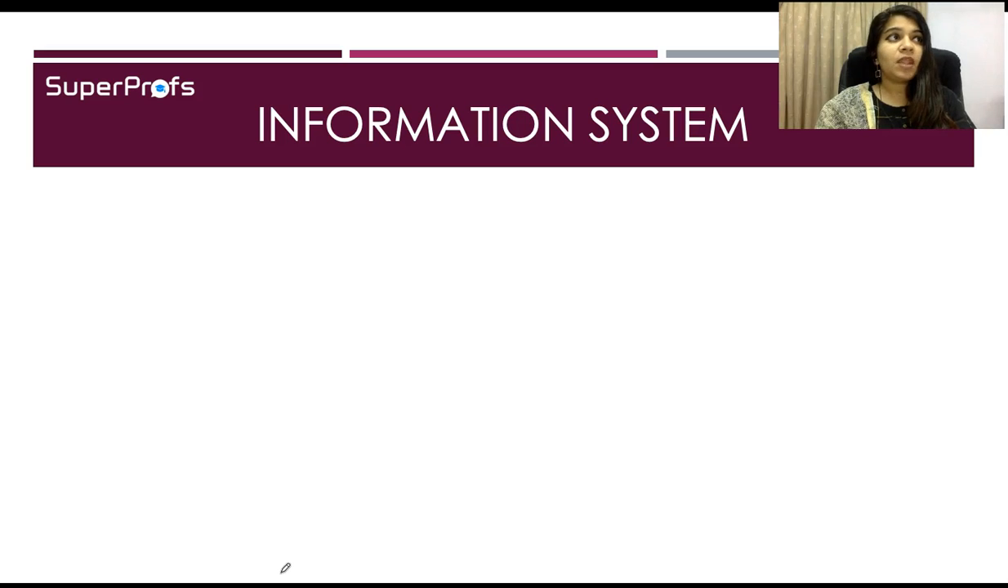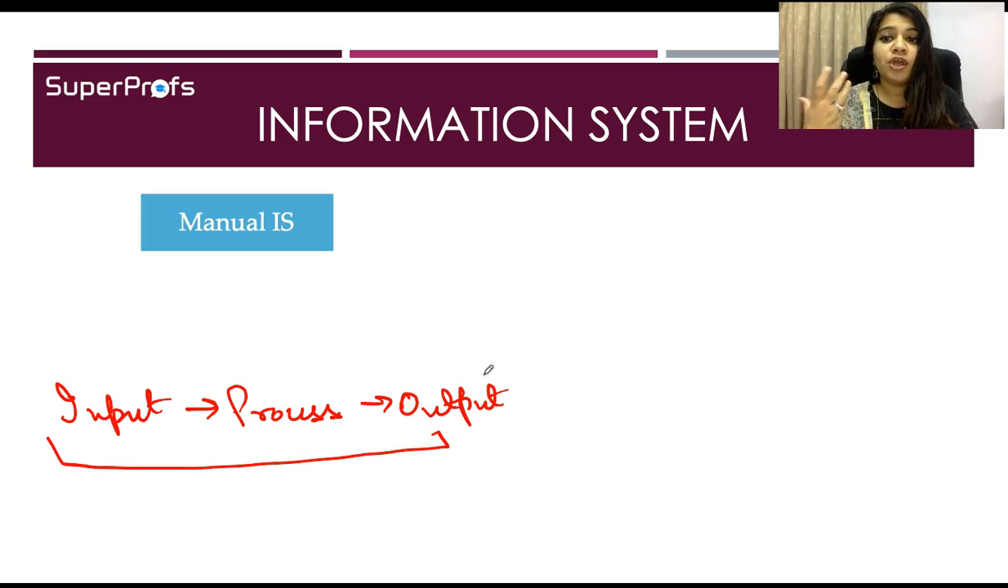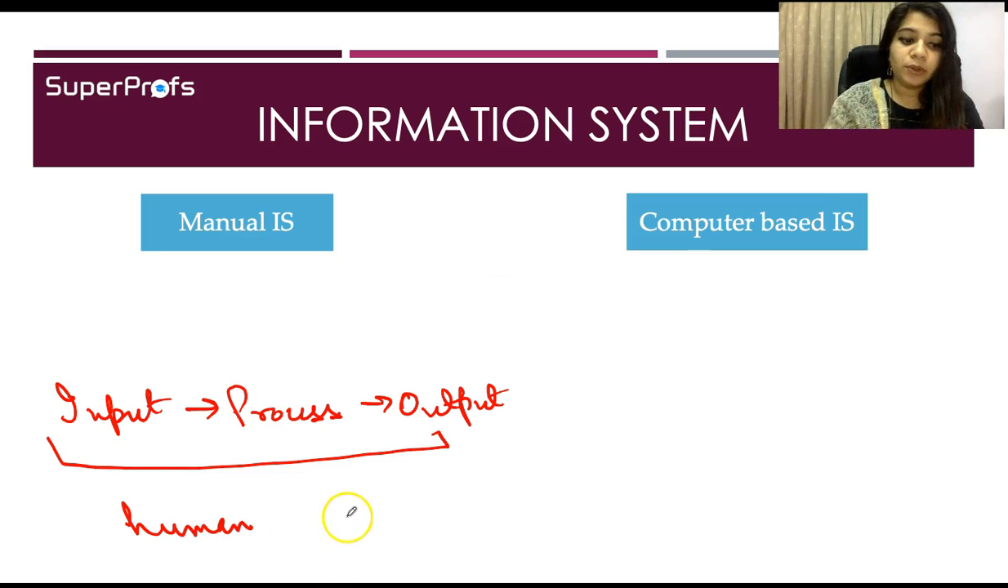Now there are two kinds of information system. We have studied what an information system is. It will include two processes: first is your input, which will go into processing, and then you will get output. Now there's one kind of system which is completely based on human intervention. If this process includes human intervention, in that case it would be manual.